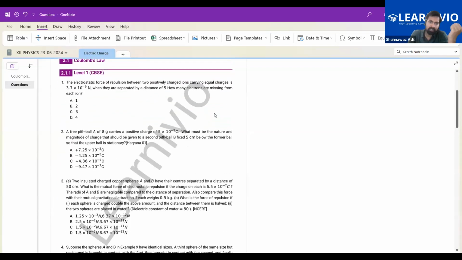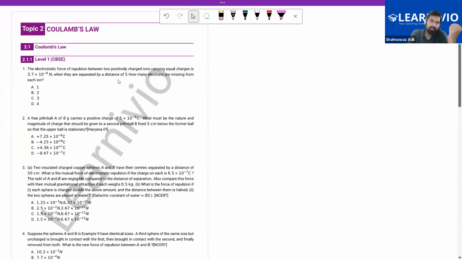Yeah, so let us solve this question, right? The electrostatic force of repulsion. When they say repulsion, it means that the charges are like charges, right? So we can take positive. So two positively charged, right? So we have two positive charges, let's say of magnitude rho.